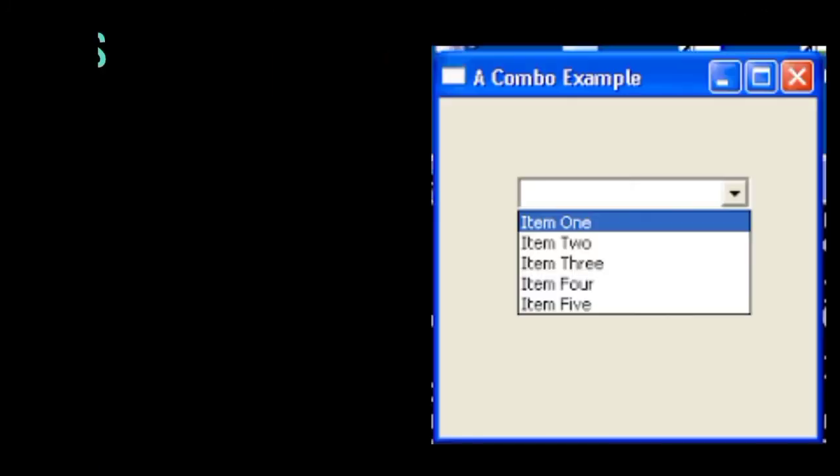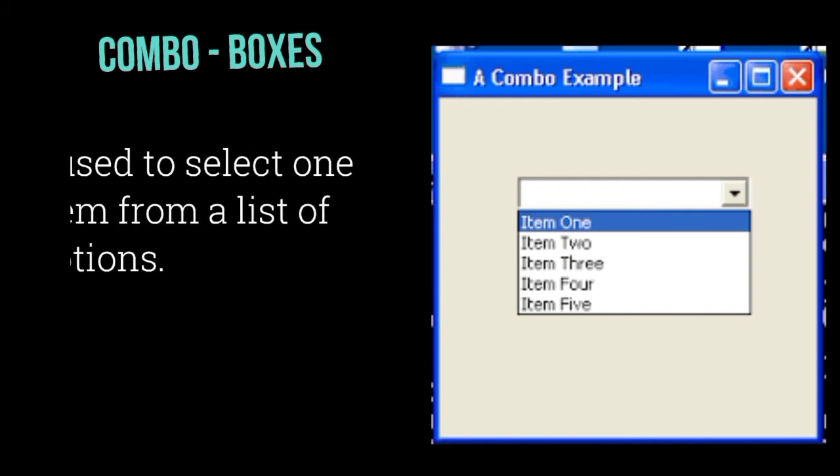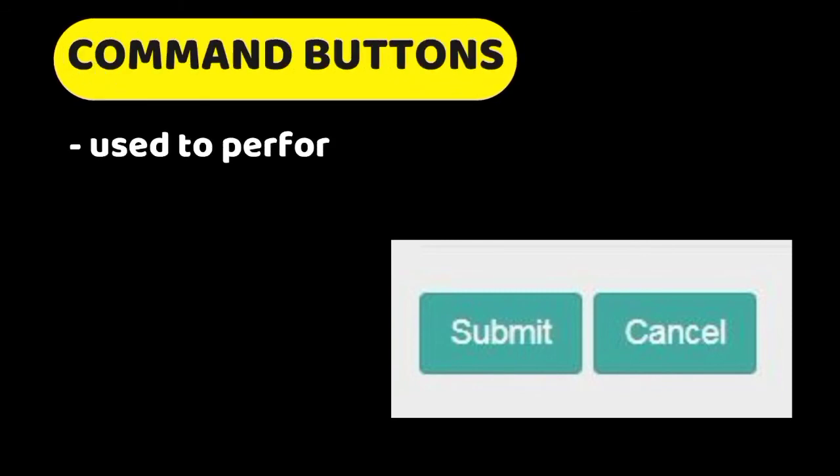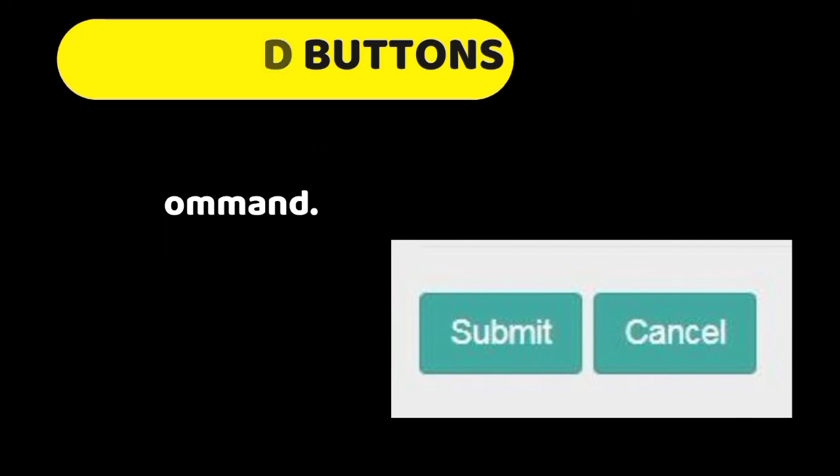Then we have combo boxes. It is used to select one item from a list of options. It is similar to option buttons, but in combo boxes, the options are in the form of a drop-down list. Lastly, we have command buttons. It is used to perform a command. It is a clickable button that is used to submit or cancel forms.